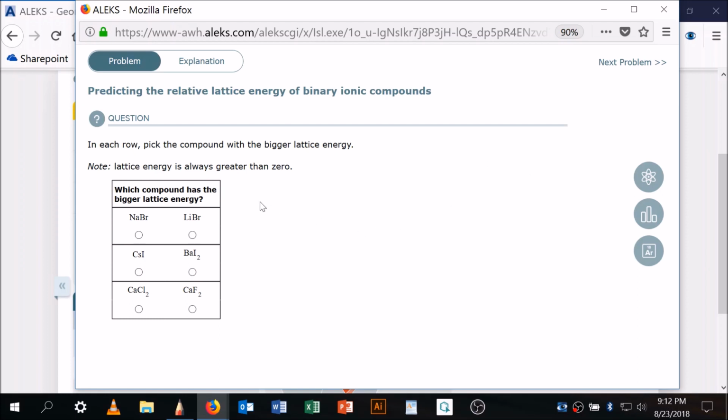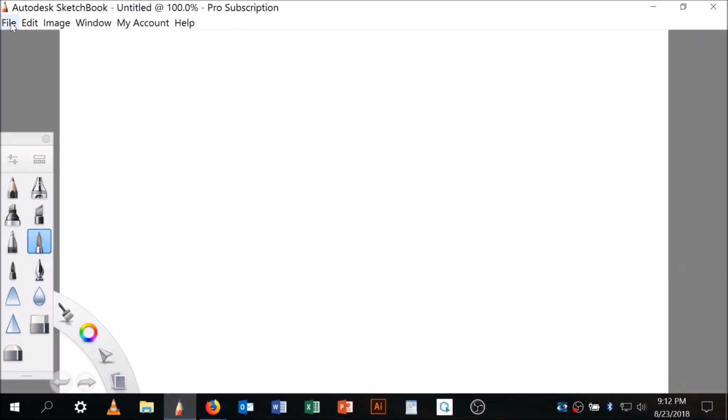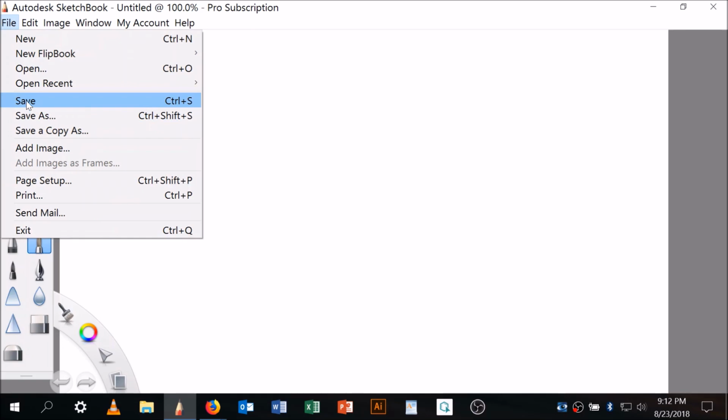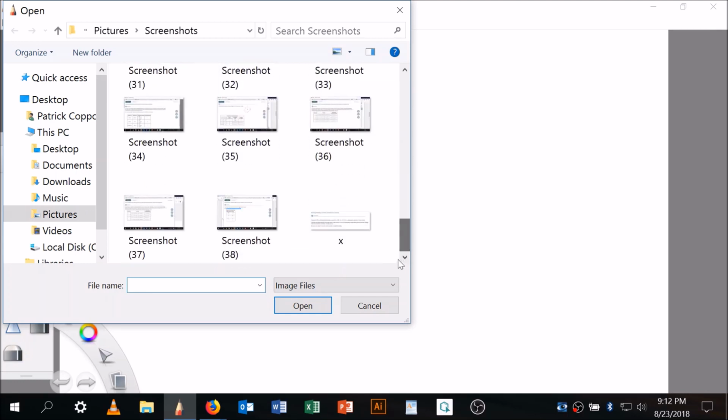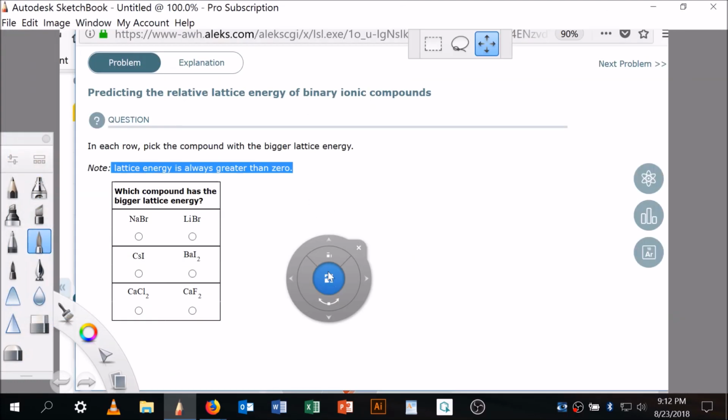All right, in each row, pick the compound with the bigger lattice energy. Now, first of all, notice here the lattice energy is always greater than zero, and that means that the more tightly something is bound, the harder it is to get it apart. So the lattice energy is going to be, you know what, let me put this on my whiteboard. Lattice energy is going to be the amount of energy it takes to pull something apart. And that I got because I read the explanation.